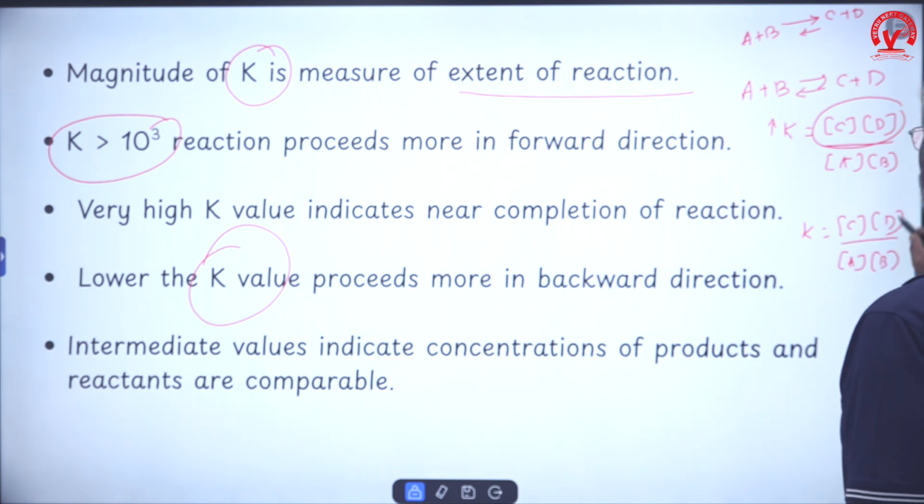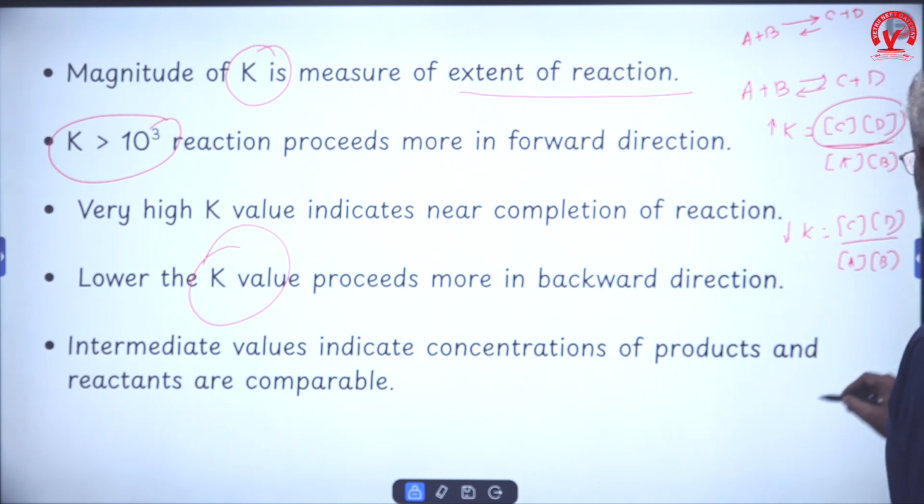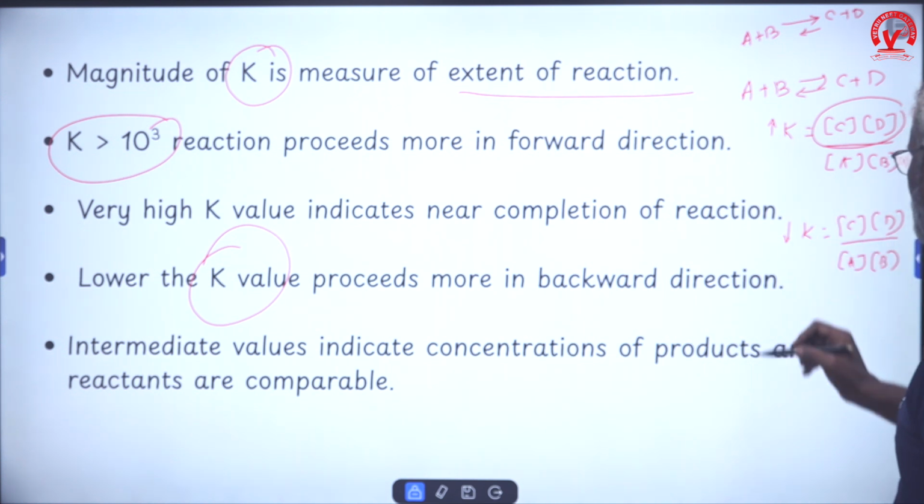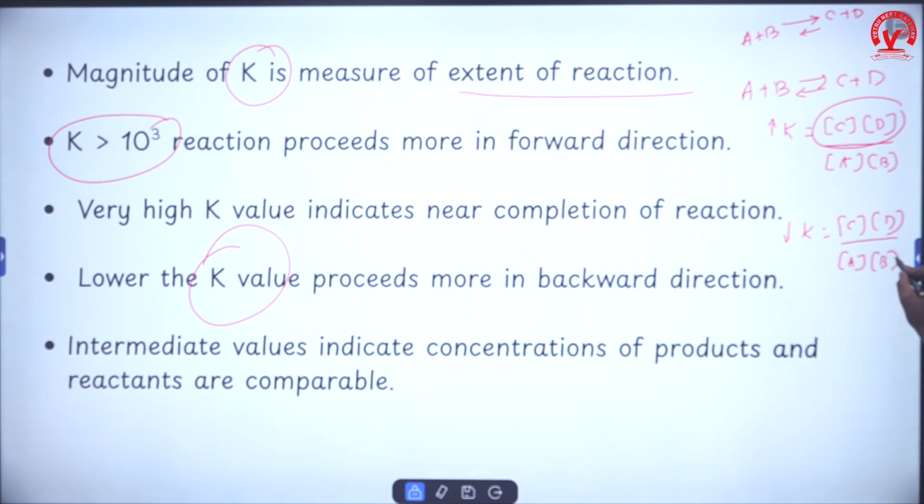So if the products are less, then K will decrease. If the reactants are more also, the K will decrease. So please note that these are equilibrium concentrations. After attaining equilibrium only we are taking these values. At the equilibrium, if the products are less, then K value will be less. If the reactants are more, then K will be less.